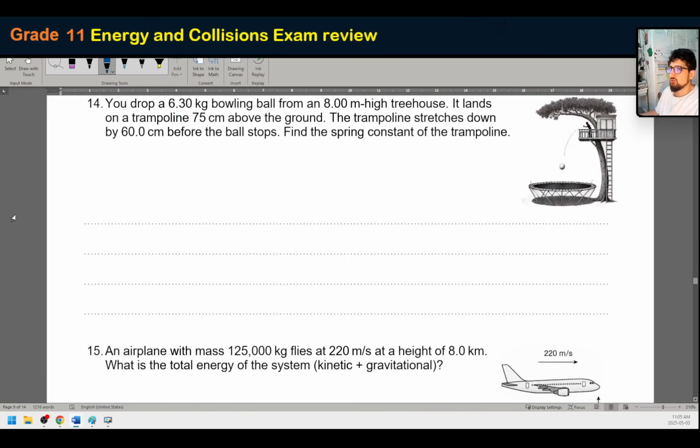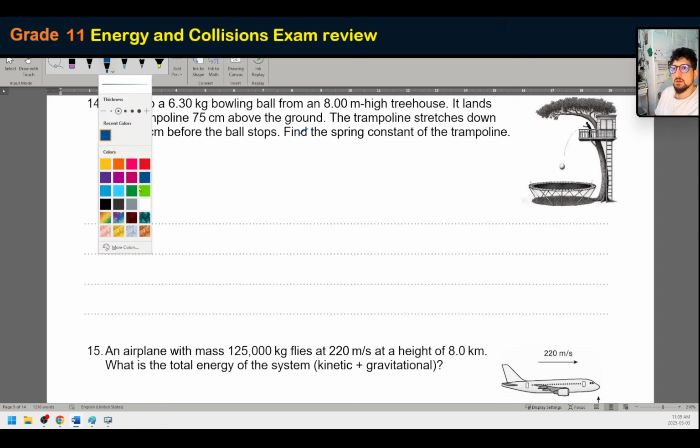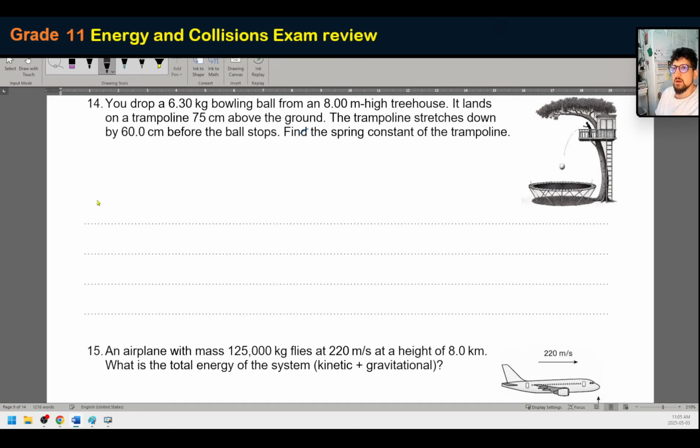Question 14, you drop a 6.3 kilogram bowling ball from, I'm going to change the color too though, because plum. Let's go with dark gray for a change. See how that fares out. You drop a 6.3 kilogram bowling ball from an 8-meter high tree house.